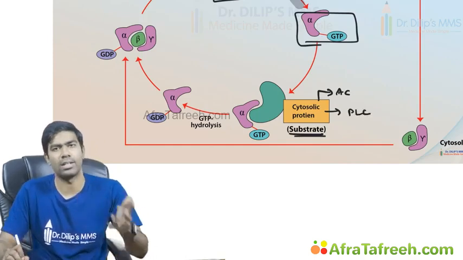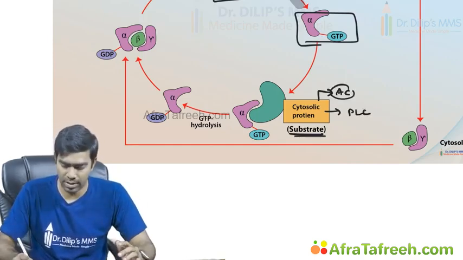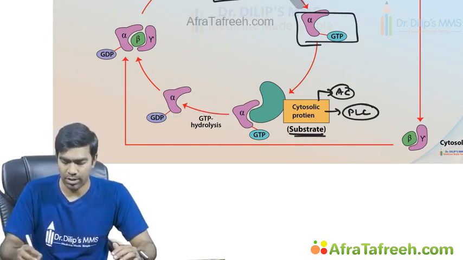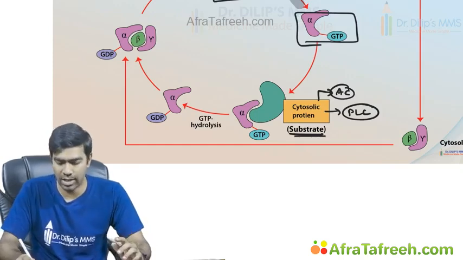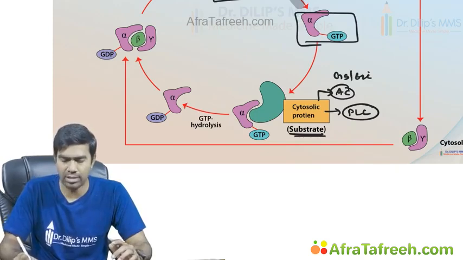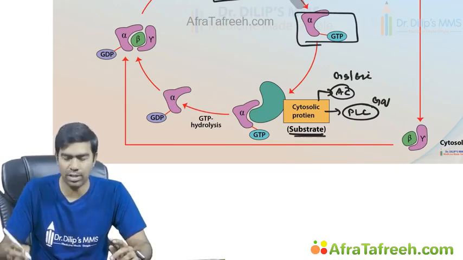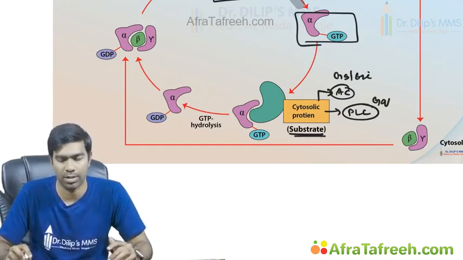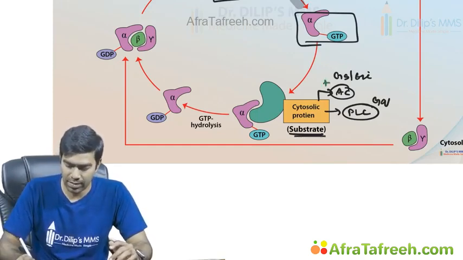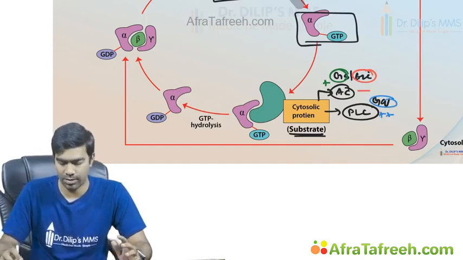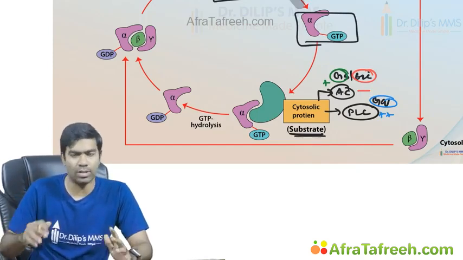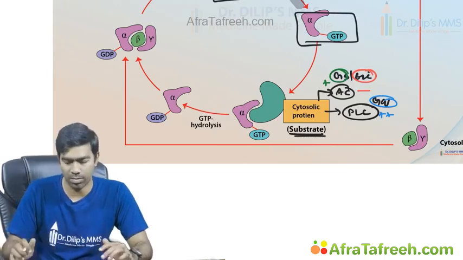It could be either an adenylate cyclase or a phospholipase C. These are the standard substrates. For example, for Gq, Gs and Gi types, adenylate cyclase is the substrate, whereas for Gq type of receptors, phospholipase C is the substrate. So Gs means they activate the adenylate cyclase, whereas Gi means they inactivate the adenylate cyclase. Similarly, Gq always has an activating effect on phospholipase C. Obviously, let us see that later on. So these are the substrates for this alpha GTP complex.